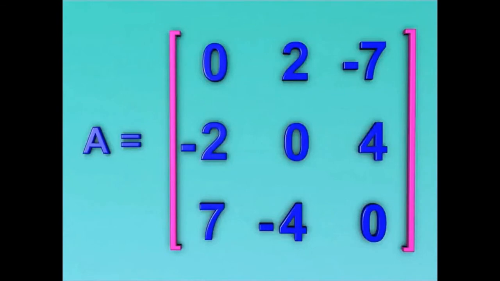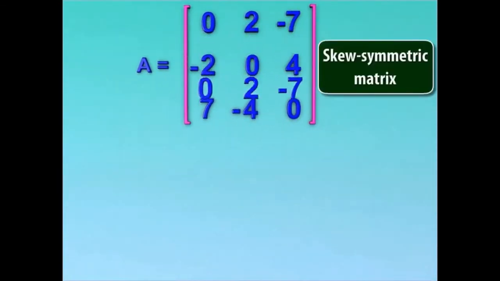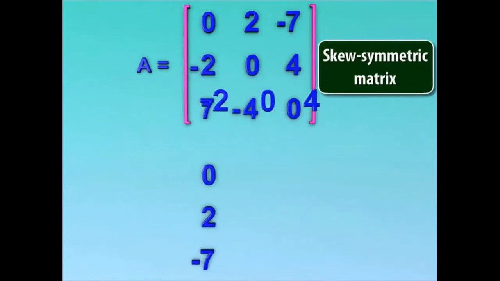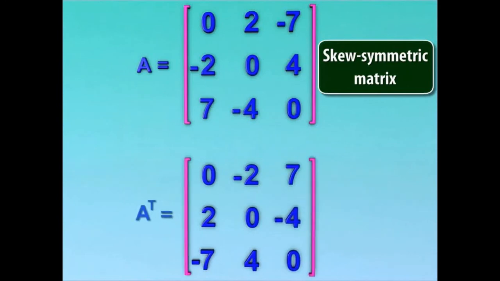Now let us find the transpose of this skew-symmetric matrix. The transpose matrix is equal to the negative of the skew-symmetric matrix. This fact is true for every skew-symmetric matrix. So that's it.